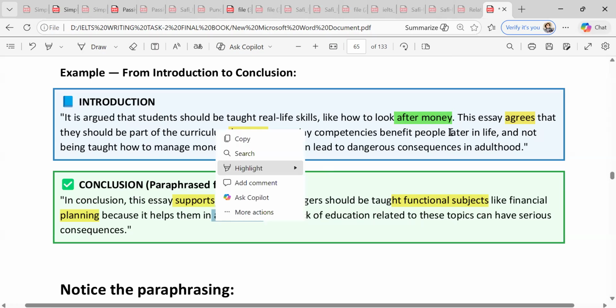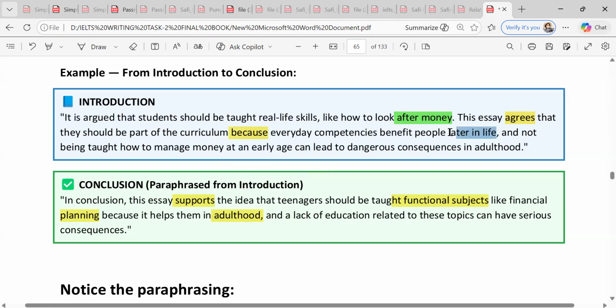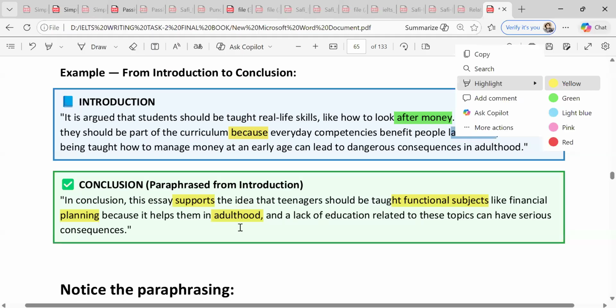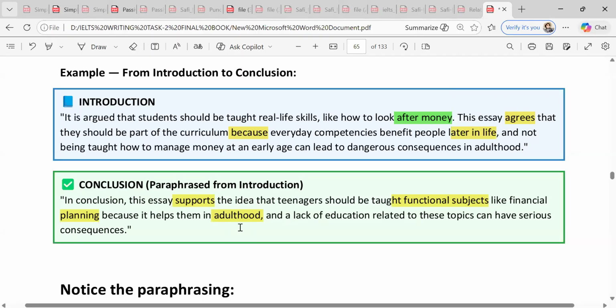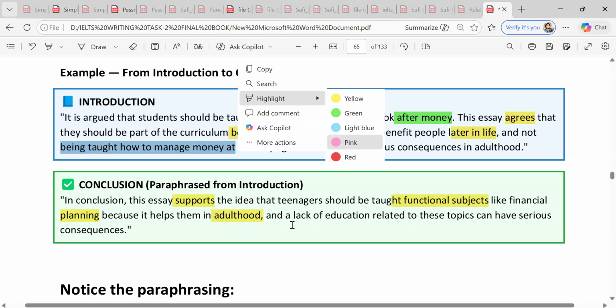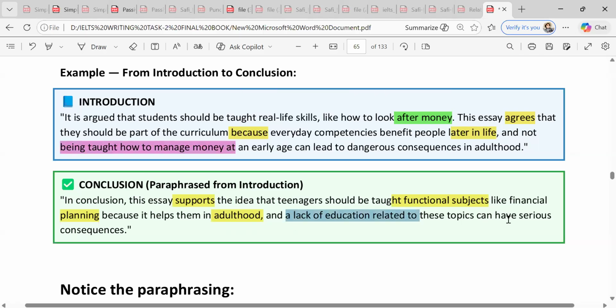If you look at here, you mentioned later in life. Instead of that, we have written adulthood. And a lack of education. Can you see "not being taught how to manage money"? We have written a lack of education related to this topic can have serious consequences. So, can have dangerous consequences.